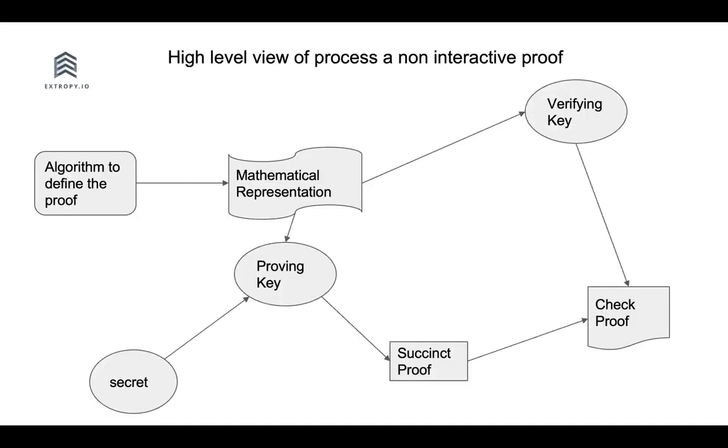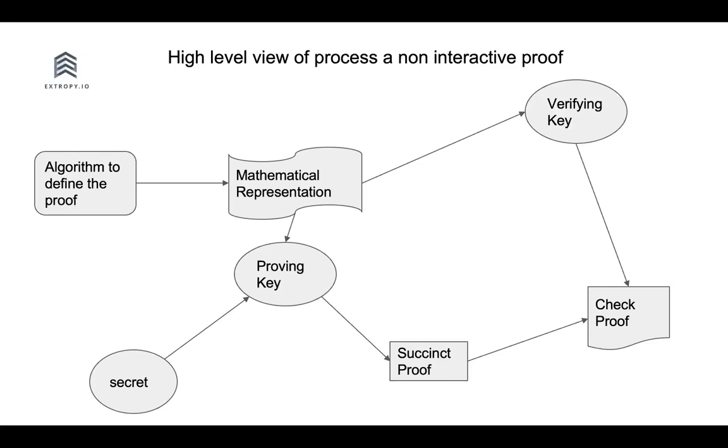Okay, just to look at that as a diagram, you create some algorithm that defines the thing you're trying to prove. You run a trusted setup, which puts this into a mathematical representation. This produces two keys. You take your secret or your witness along with a proving key to create a succinct proof, which you give to the verifier, and the verifier with the verification key can then check that the proof is true or show that it is false.